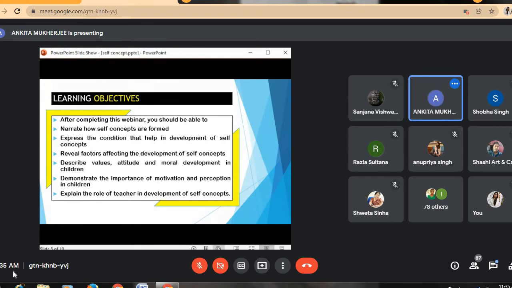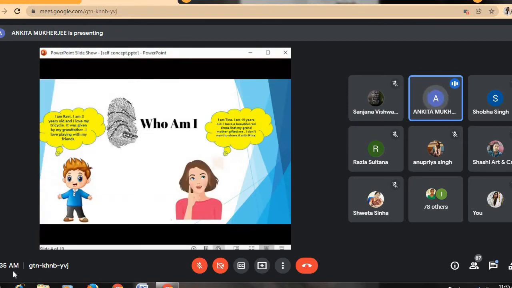Now, what is the self-concept that we are talking about? Suppose you ask a three-year-old boy, "Describe yourself." What kind of answer will you get? You might get an answer like, "I am Ravi. I am 3 years old. I love my tricycle and it was given by my grandfather. I love playing with my friends."